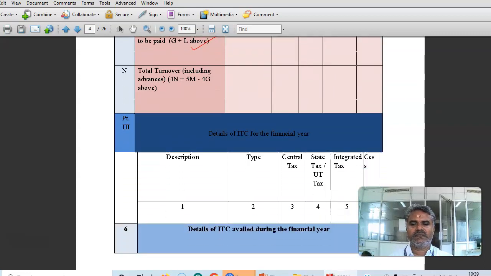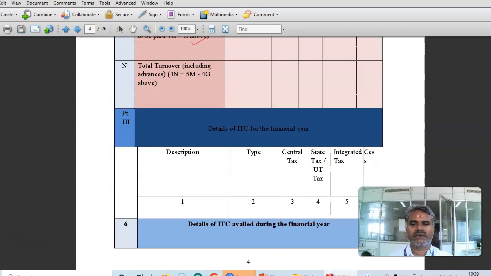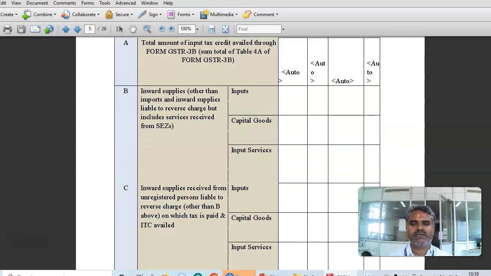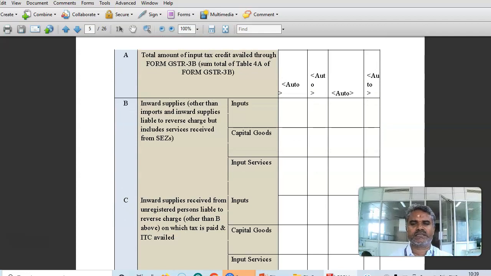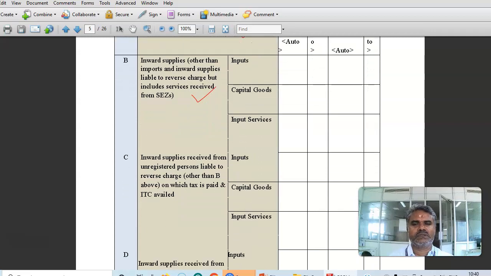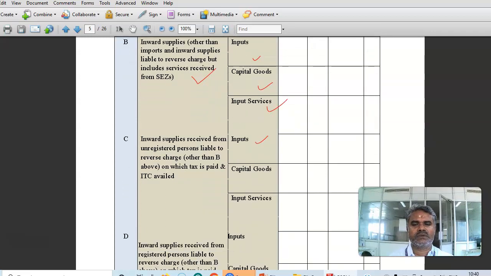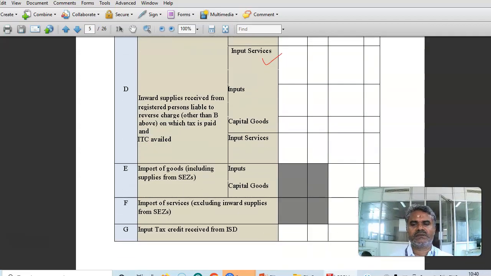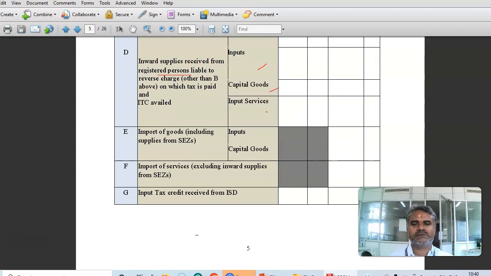not to be paid. Then details of ITC. Here you give ITC available, total amount of input tax credit. Because already we have given it in Form 3B, ITC. Then inward supplies other than output and input capital goods, import service, input capital goods, import service. Inward supplies from unregistered persons, this is for reverse charge. Then inward supplies received from registered persons, all the 3 categories.